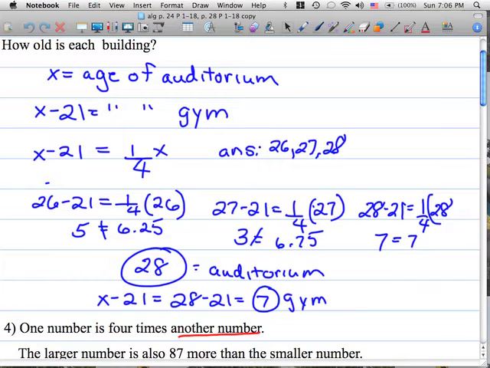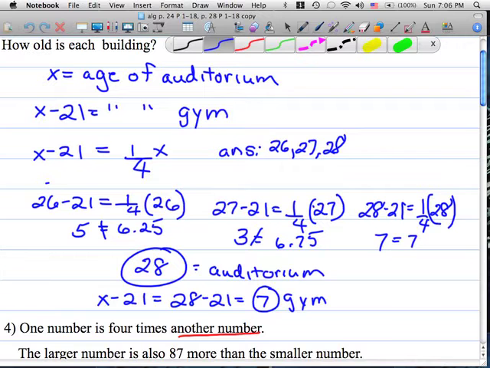28 minus 21 is 7. 1/4 of 28, 4 goes in the 28, 7. So my auditorium age, that's X, is 28. And the gym is 21 years younger, so 28 minus 21 equals 7.